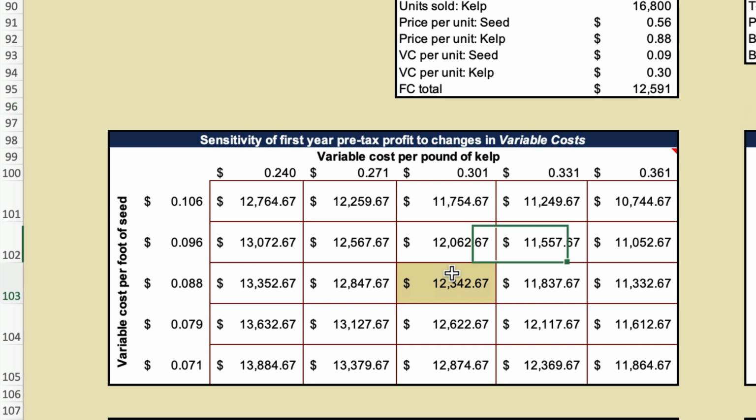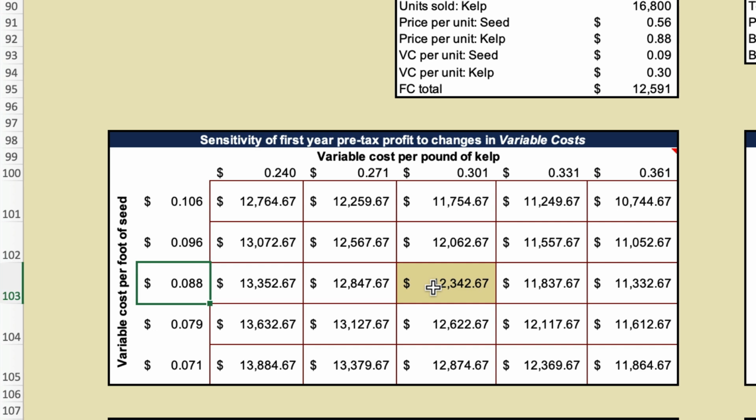Right, so here's the profit that we have in this model. And then what this table does is it kind of takes the cost up. So here, this top row tells us our variable cost per pound of kelp. We start at 0.301. We increase that by 10% across the top, and then cost of seed over here, and we do some calculations and we get to our profit.